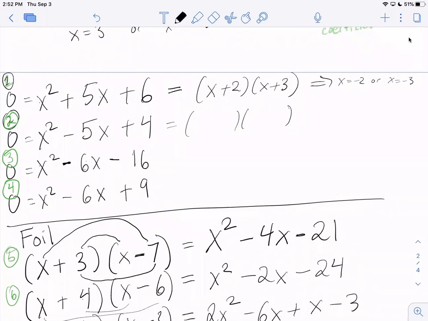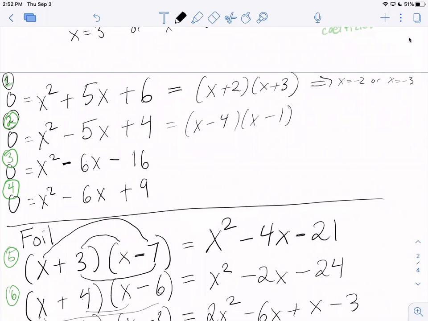So two numbers that multiply to 4, but they add up to negative 5. It's a little bit of a weirder one. Negative 4, negative 1. Nice, thank you. So it's going to be x minus 4 and x minus 1.